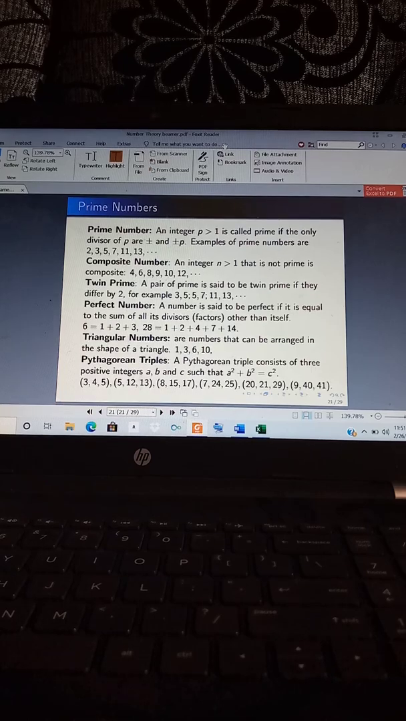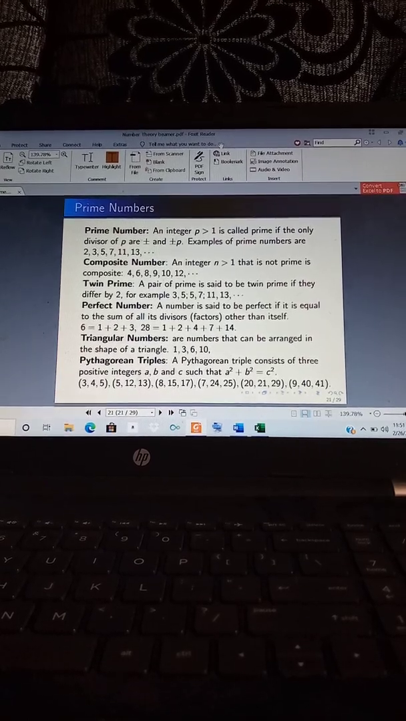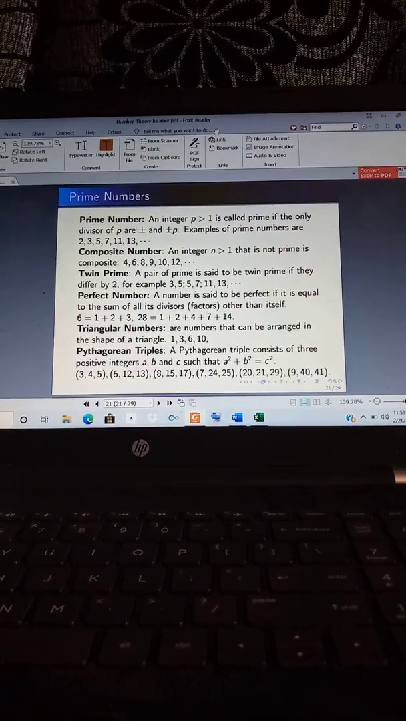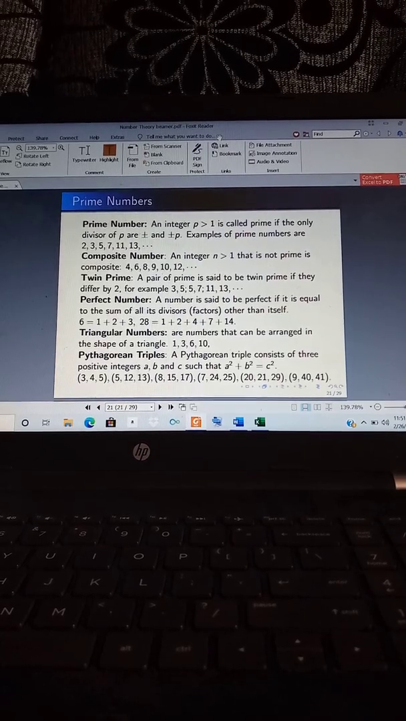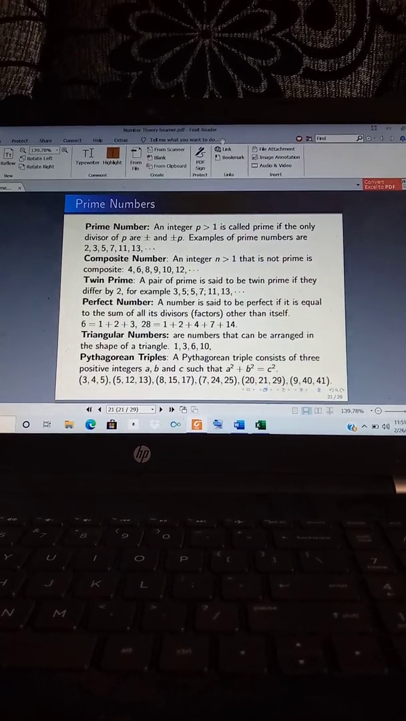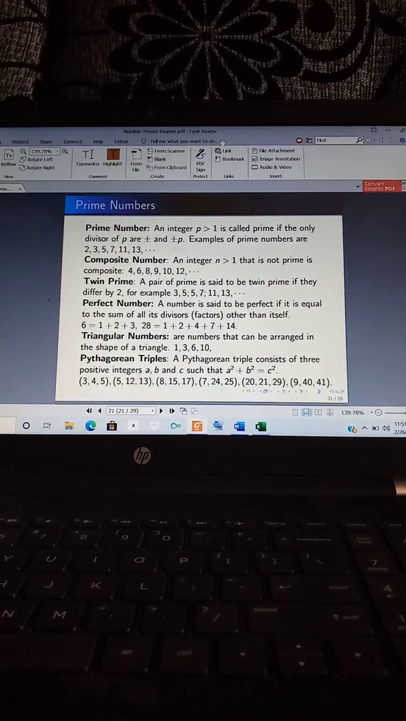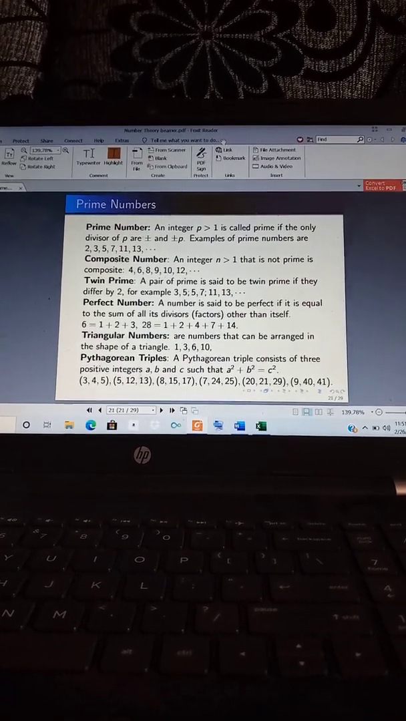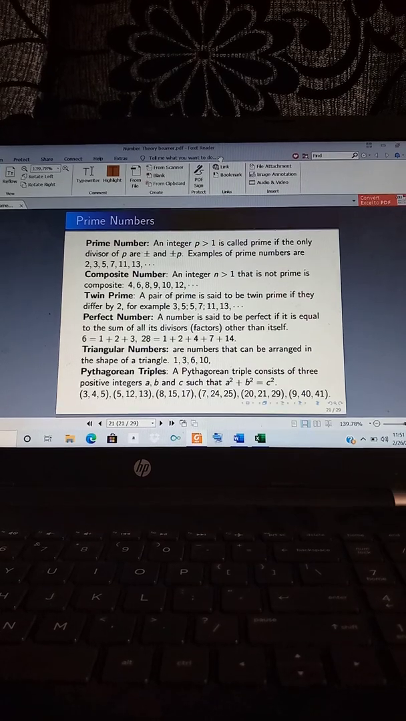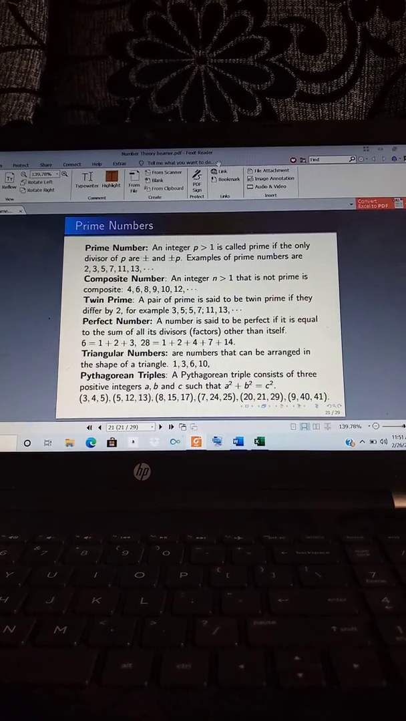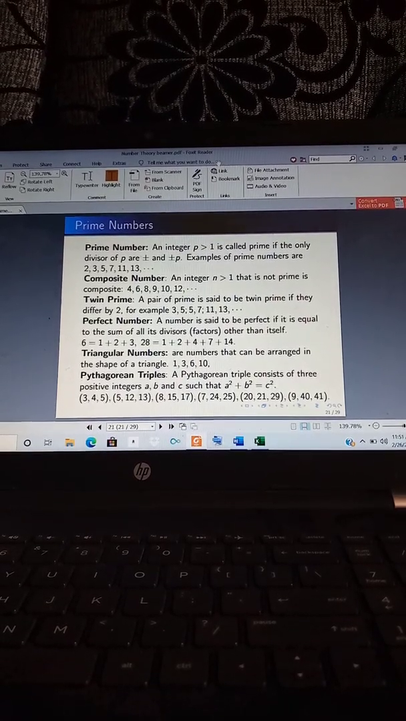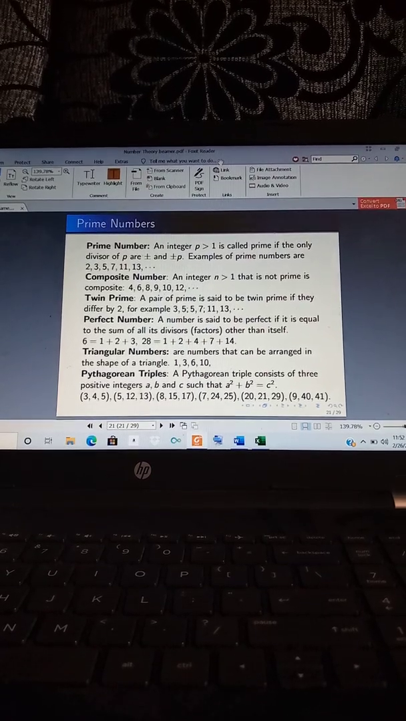Perfect number. A number is said to be perfect if it is equal to the sum of all of its factors other than itself. We have 6, we have 28. They are examples of perfect numbers. Triangular numbers. These are numbers that can be arranged in the shape of a triangle. Examples: 1, 3, 6, 10, 15, 21, and so on.